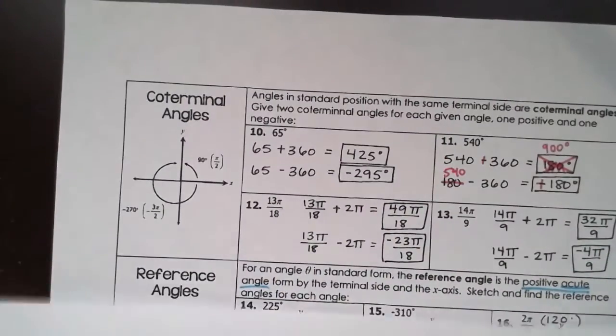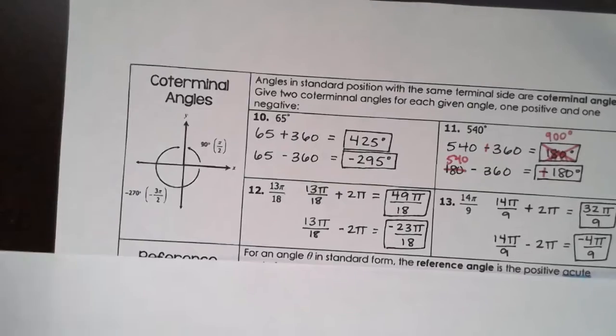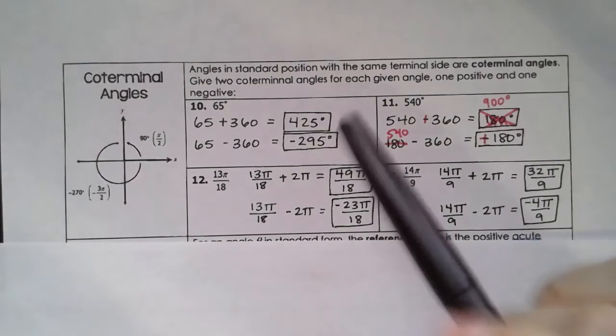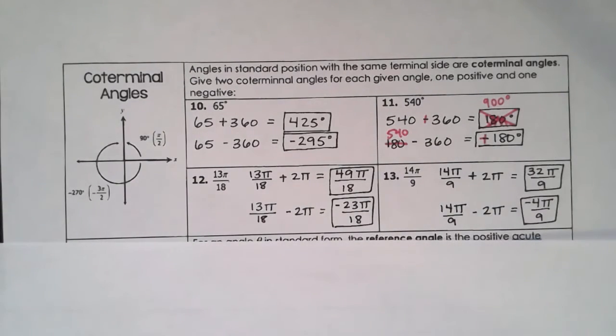Next, we have coterminal angles. The idea here is, well, let's read first. Angles in standard position with the same terminal side are coterminal angles. Give 2 coterminal angles for each given angle, one positive and one negative. So what is a coterminal angle?